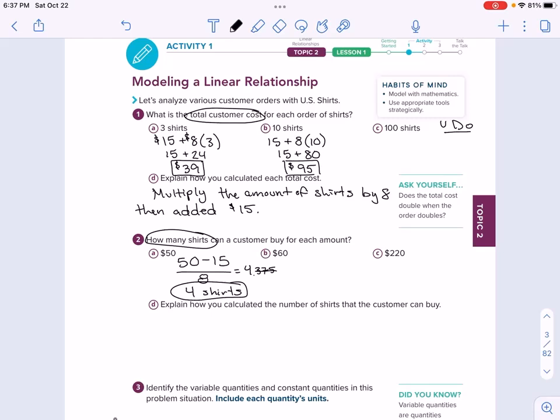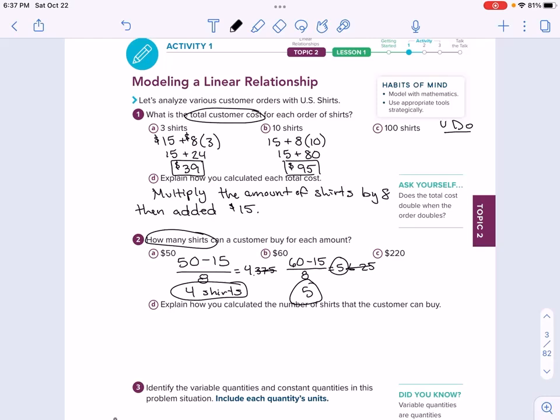Okay, we're going to go through the same process for $60. It's the same thing. Instead of 50, I'll put 60. It's 60 minus 15, divided by 8. So 60 minus 15, that's 45. 45 divided by 8, that's not a nice number, but that is 5.625. Again, ignoring this remainder, this tells us that we can only purchase 5 shirts. And I'll leave this last one, 220, as a challenge. It's a bigger number, but you do have a calculator, so you can figure that out. It's going to be a double-digit number.